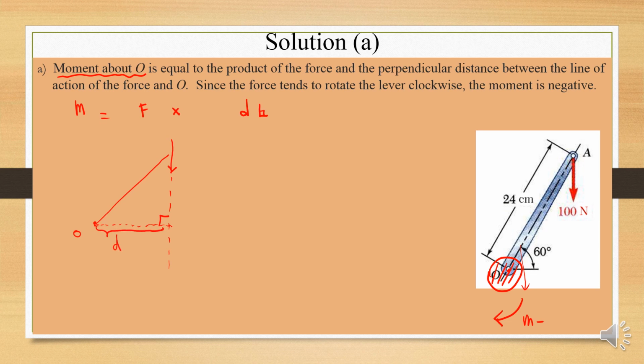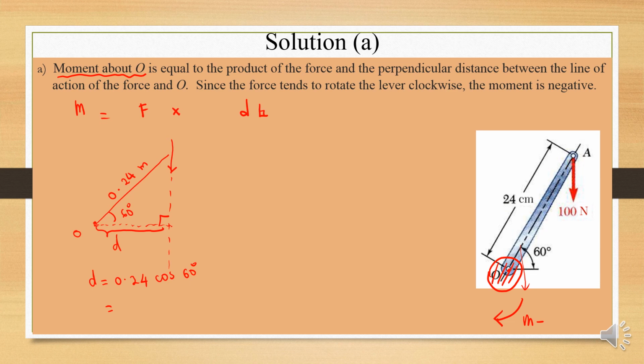So can we get the D value? Of course, yes, because you know that the distance provided here is 0.24, basically in cm. So I just convert directly into SI unit, which is 0.24 meter. And we do have this angle here, which is 60 degrees. So the D here is actually 0.24 times cos 60, and you will get the answer for D.